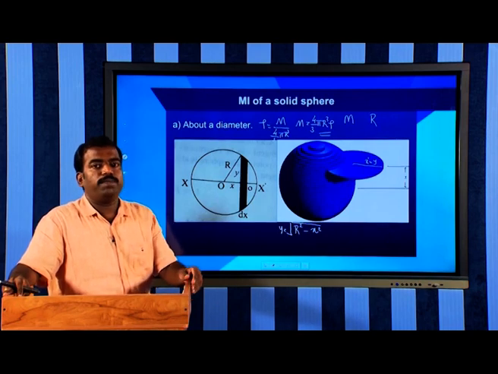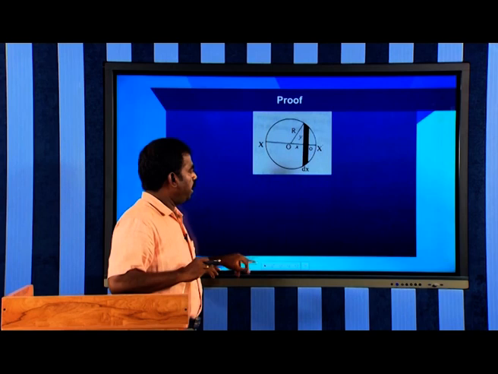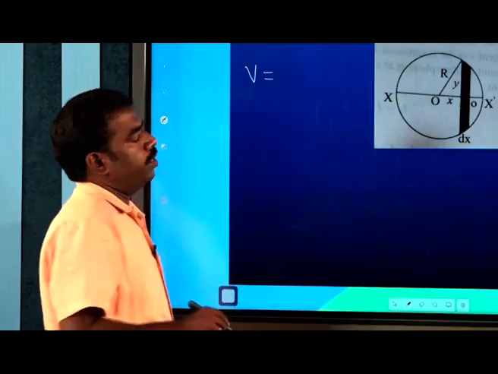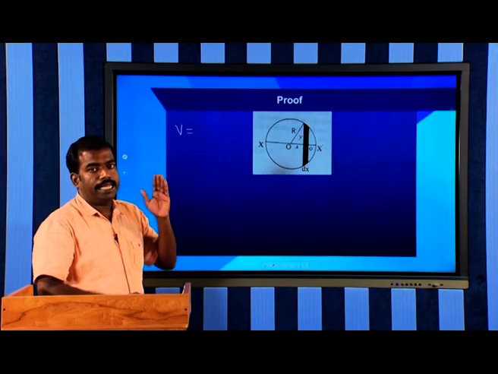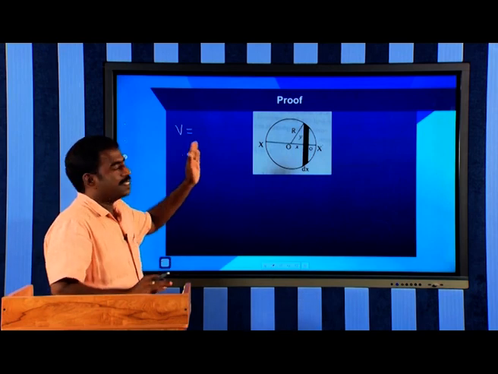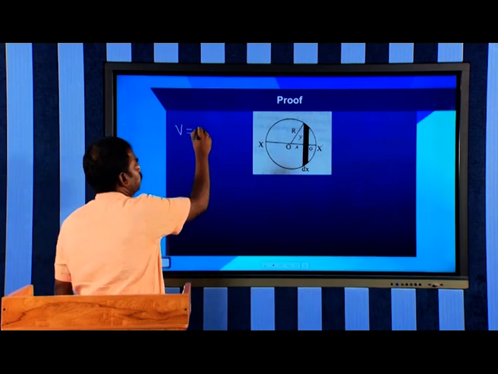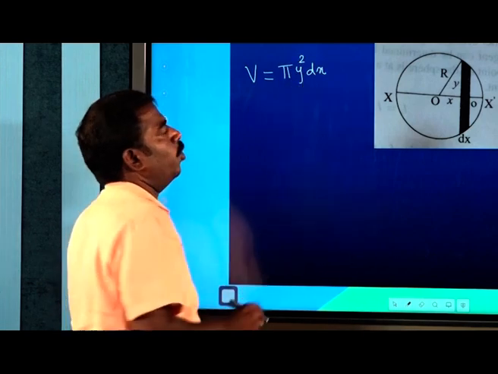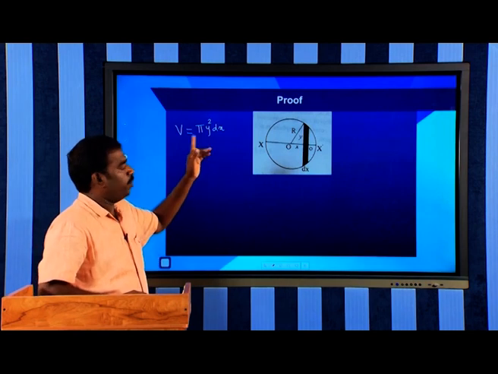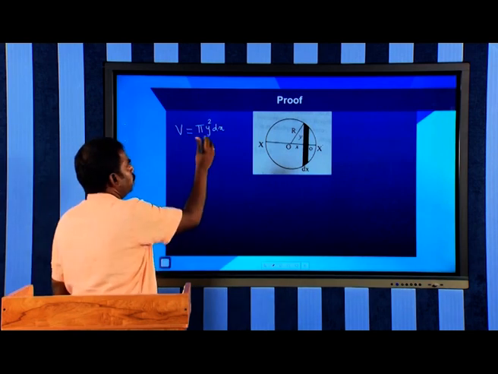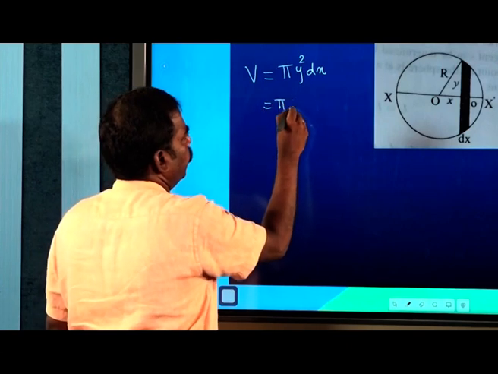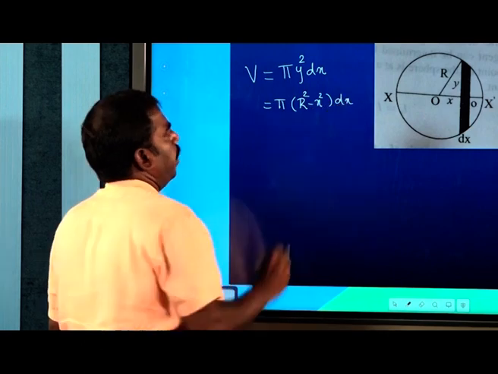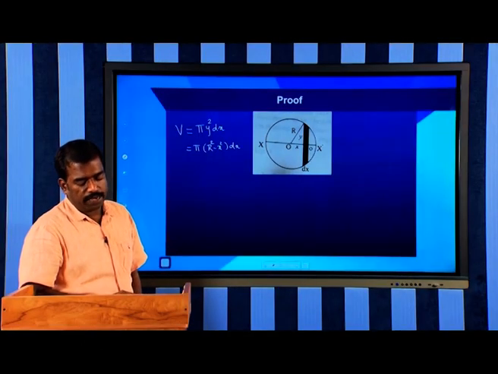Then we need to find the volume of the disc. The volume of the disc is given by area into thickness. For a disc of radius y, the cross sectional area is pi y square, into dx, which gives the volume of the disc. So it is pi y square dx, and we know y square is R square minus x square, so V is pi into R square minus x square dx.